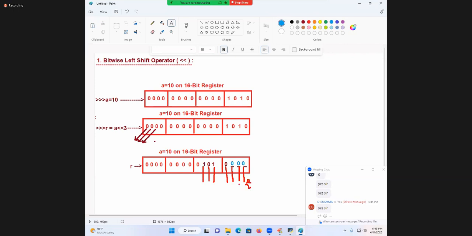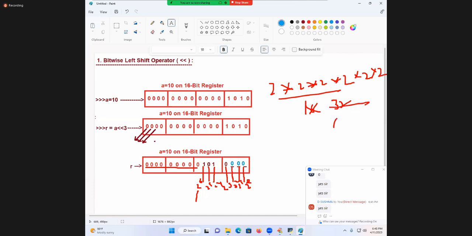2 to the power of 0, 2 to the power of 1, 2 square, 2 cube, 2 to the power of 4, 2 to the power of 5, 2 to the power of 6, right or not? Tell me, 1 into 2 to the power of 6, how much? Mathematics problem. 2 into 2 into 2 into 2, how much, students? 16. Into 2, how much? 32. 32 into 2, how much? 64. 64 is the value.